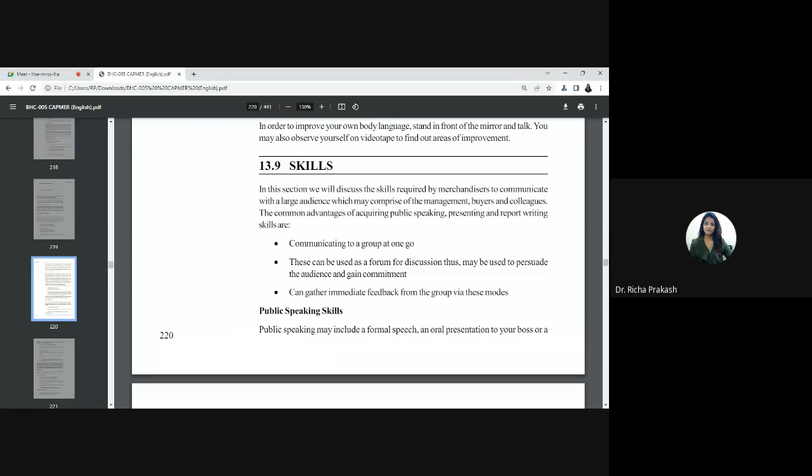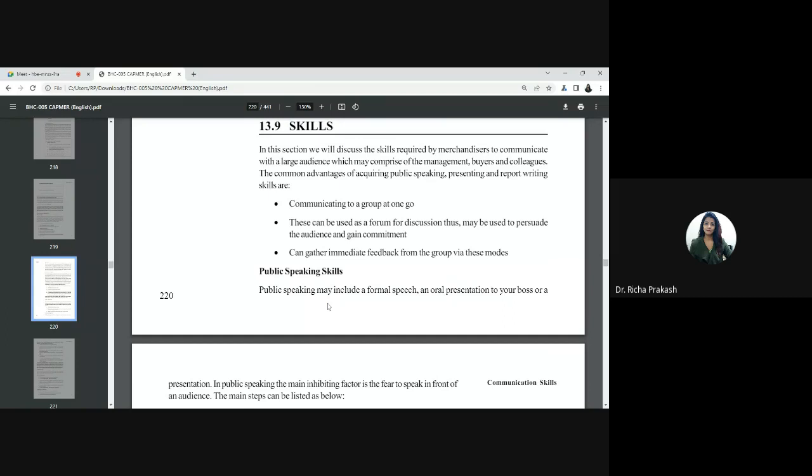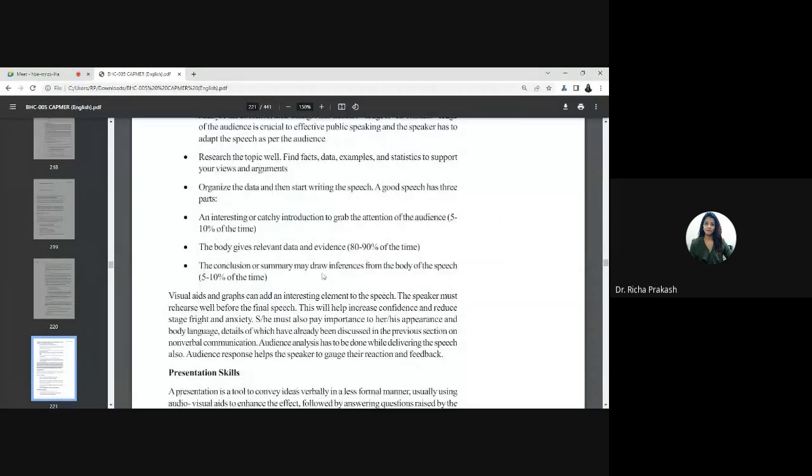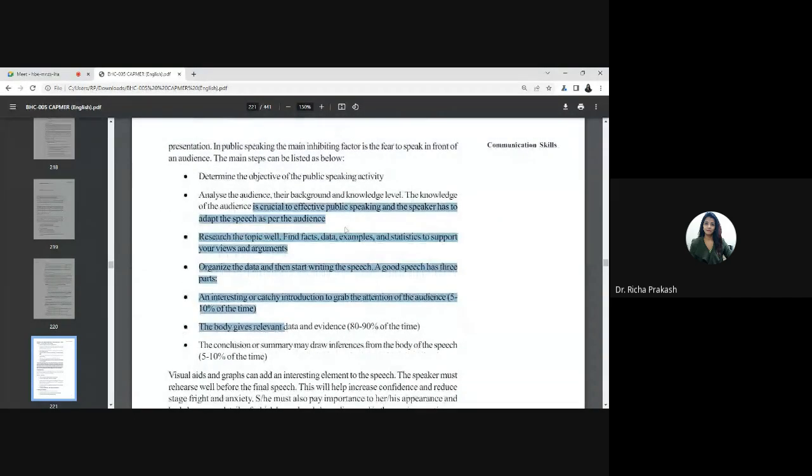So good communication skills, the way you present yourself, the way you talk, the kind of words that you are using, everything is very important. And what I'm doing right now is actually public speaking. So all these factors are there. Objective of public speaking जो कि important होता है. If I don't know my topic, if I don't know what goes in CAPMER, I won't be able to respond to your questions, or I won't be even able to teach you.